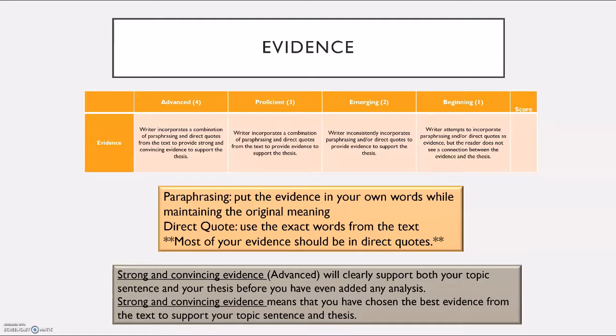The key difference between proficient and advanced is the phrase strong and convincing evidence. Strong and convincing evidence will clearly support both your topic sentence and your thesis before you have even added any analysis. Strong and convincing evidence means that you have chosen the best evidence from the text to support your topic sentence and thesis.